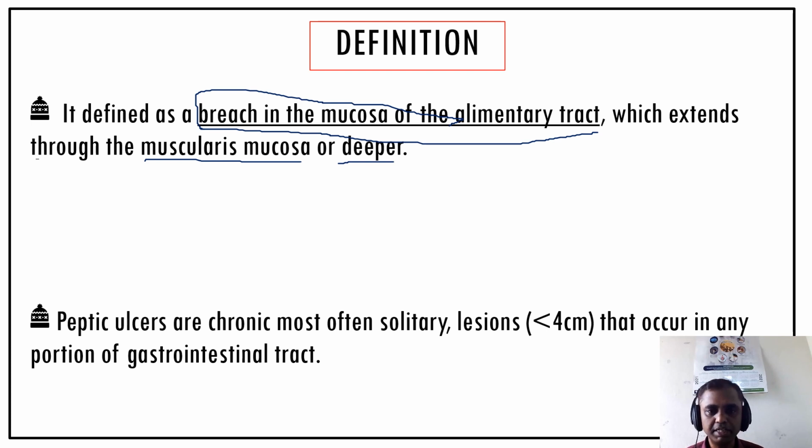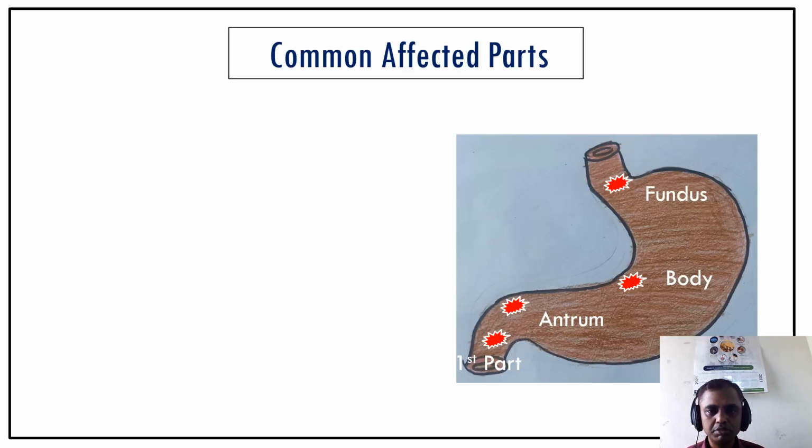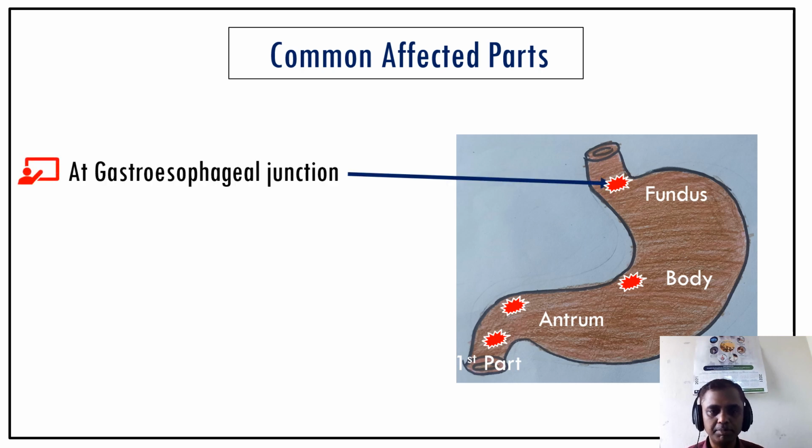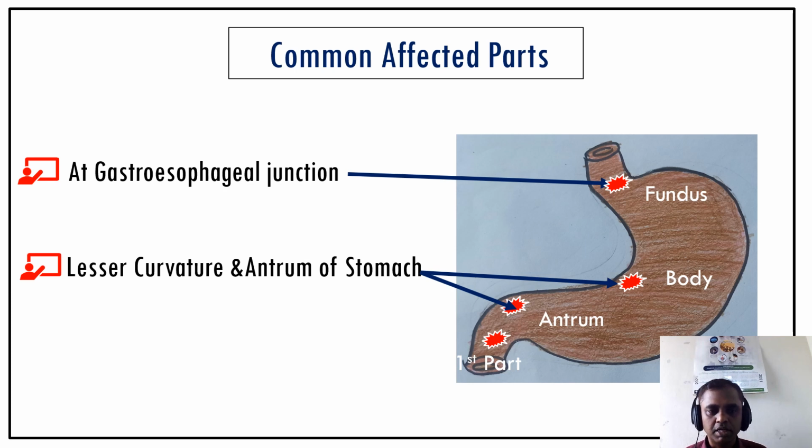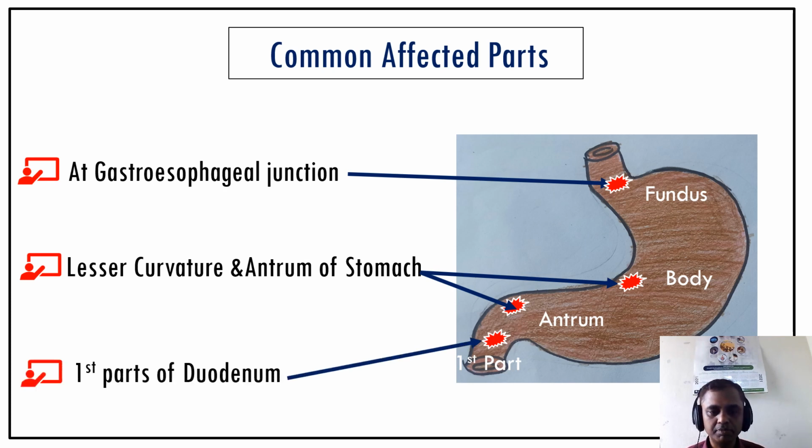So let us study in detail. The common sites where peptic ulcer occurs: number one is the gastroesophageal junction, next is the lesser curvature and antrum of the stomach, and third is the first part of the duodenum.